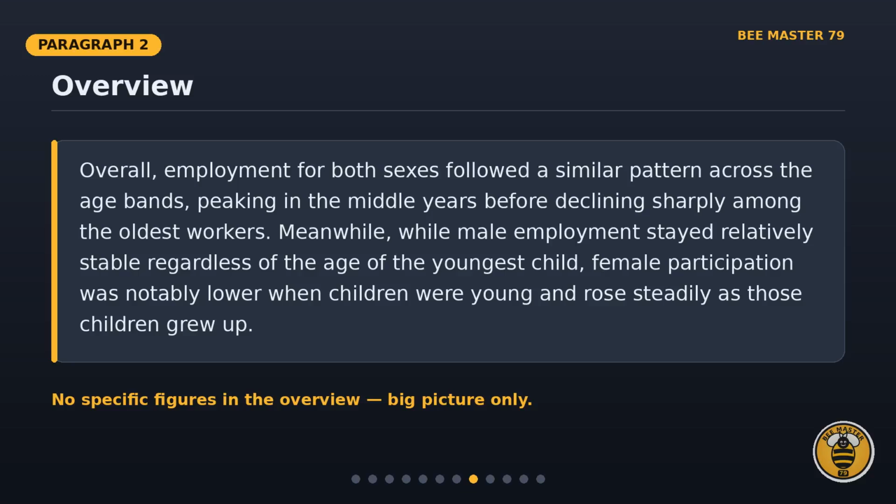Paragraph 2, the overview. Overall, employment for both sexes followed a similar pattern across the age bands, peaking in the middle years before declining sharply among the oldest workers. Meanwhile, while male employment stayed relatively stable regardless of the age of the youngest child, female participation was notably lower when children were young and rose steadily as those children grew up. Notice there are no numbers here. The overview states the big picture only.